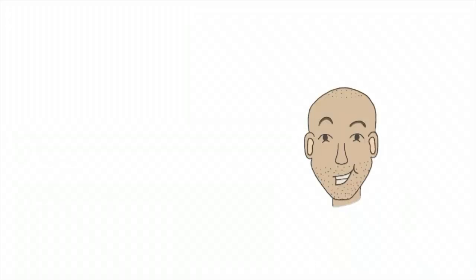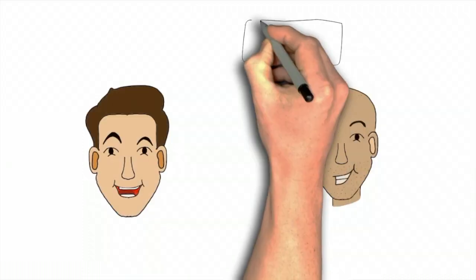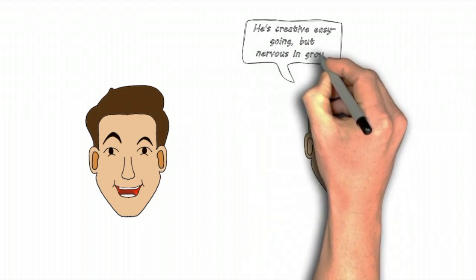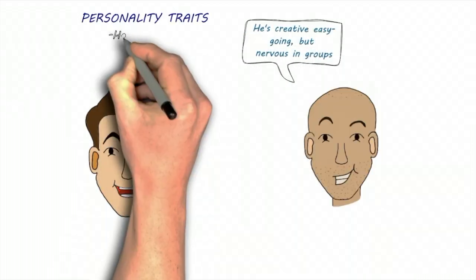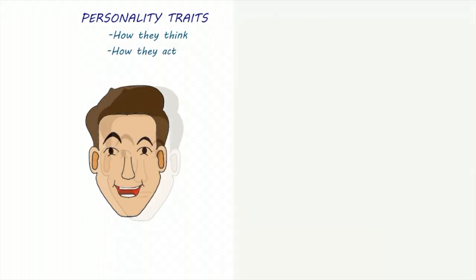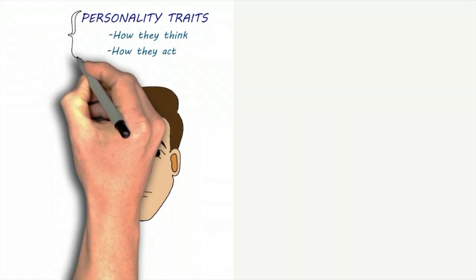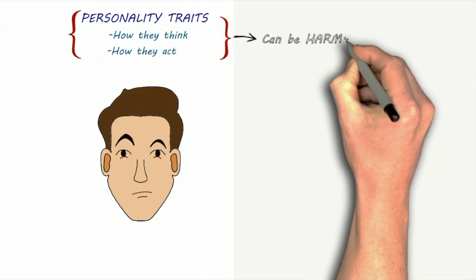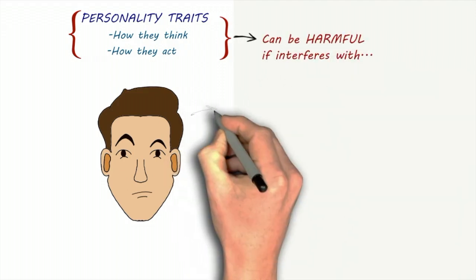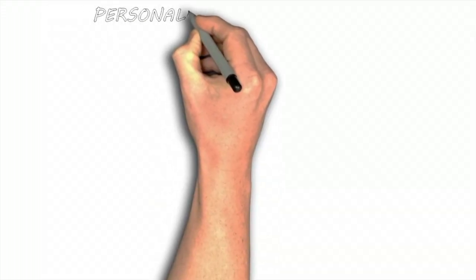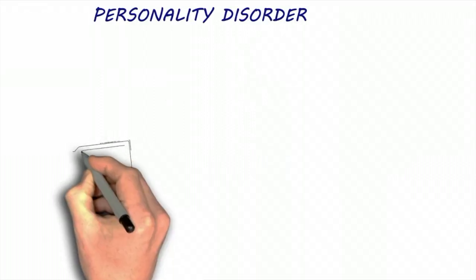If you were asked to describe a friend's personality, you might describe them as generally being a creative type or easygoing but nervous in groups. Basically, you're trying to summarize the personal traits that make them who they are, either how they think or how they act. Sometimes these thought patterns or behaviors which make up a person's personality can actually be harmful in the sense that they interfere with their day-to-day functioning in their personal life, at work, or in social settings. If this were the case, we would say that the individual has a personality disorder.